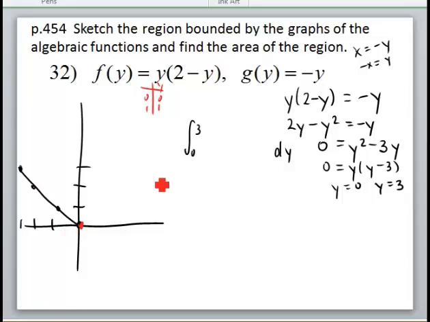So 1, 1 is over here. So that means my parabola is going to look something like this because I know it's going to intersect at 0 and at 3 on the y-axis. I don't have to have a perfect picture. I just need to have a sketch so I can have an idea how I need to set up my integral.